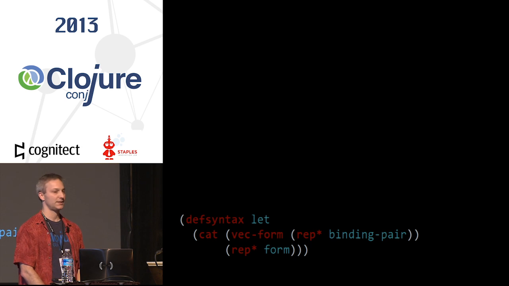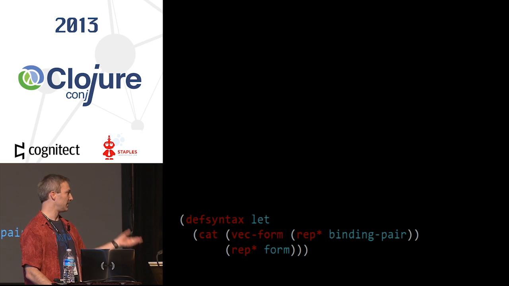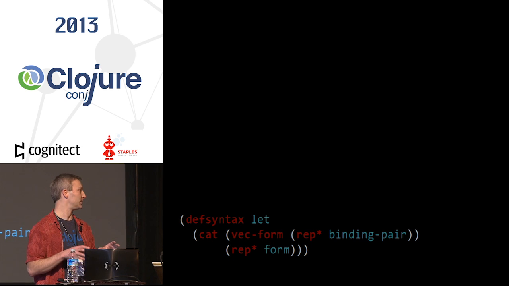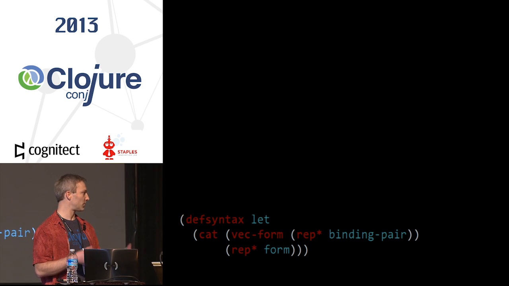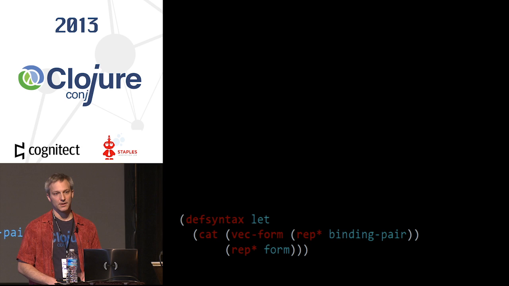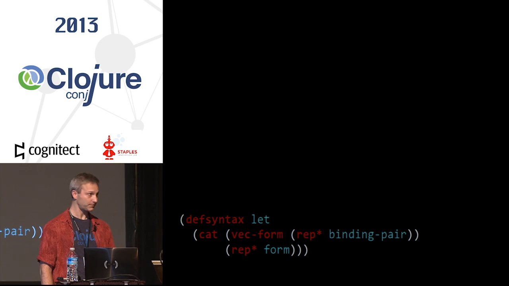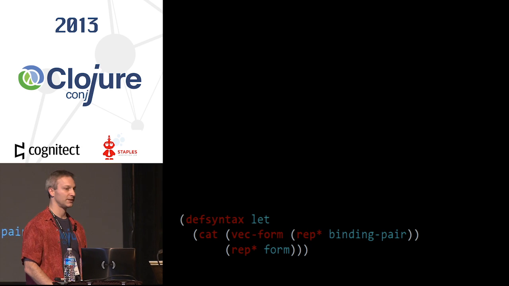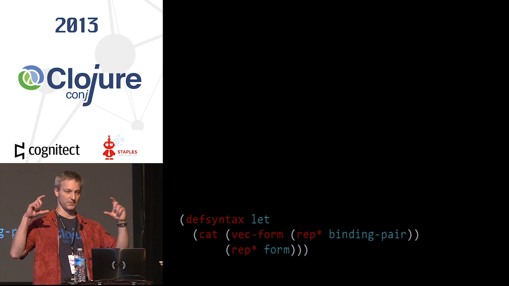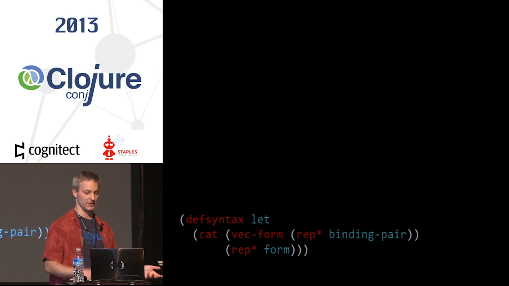So cat, that just stands for concatenate. And it means that we're going to concatenate all the subforms underneath it. Vec form is the first form, and rep star is the second form. Rep star is merely the repetition pattern. It means 0 or more. Vec form is a literal. It means this is a literal subsection here, and it's going to be a vector.